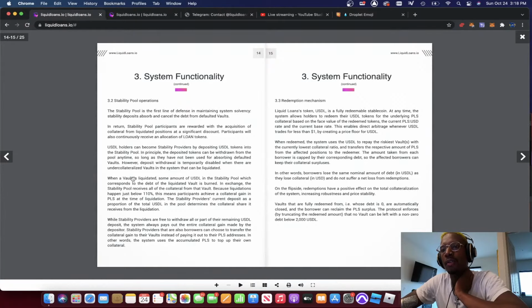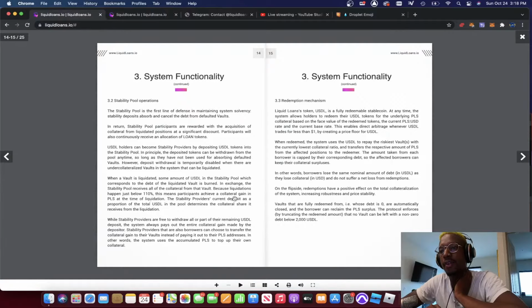When a vault is liquidated, some amount of USDL in the stability pool, which corresponds to the debt of the liquidated vault, is burned in exchange for the stability pool receiving all collateral from the vault. Because liquidations happen below 110%, this means participants achieve a collateral gain in PLS at the time of liquidation.